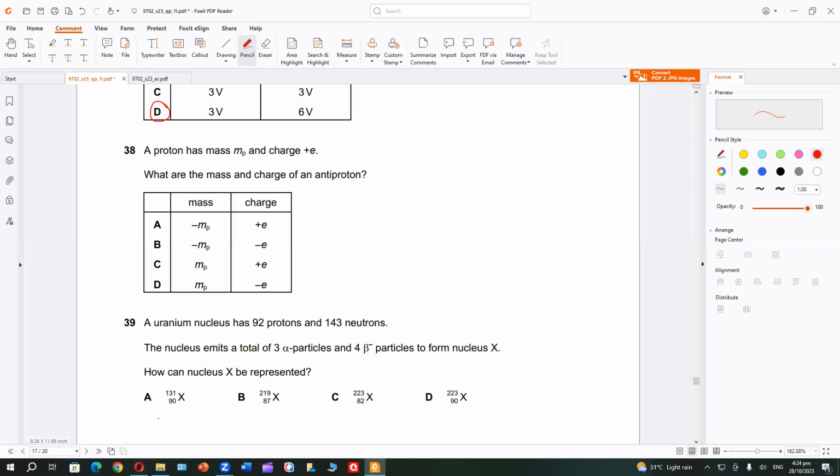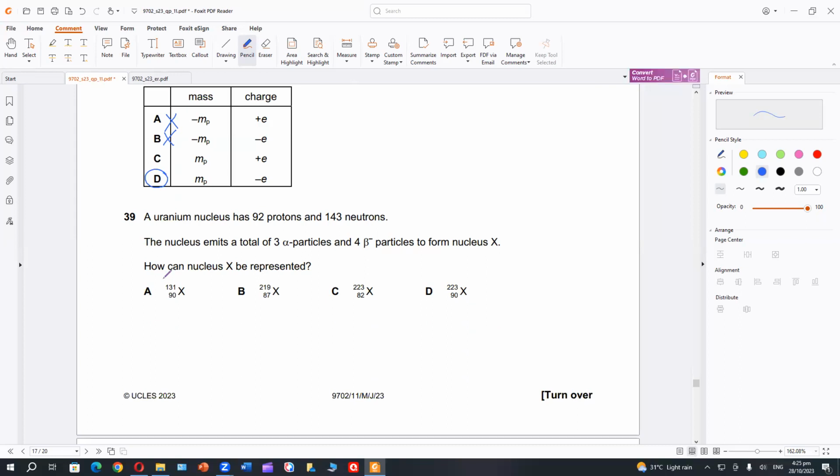A proton has mass MP and charge plus E. What are the mass and charge of an antiproton? Antiproton means the mass will be negative, or will the mass still remain positive? Mass will remain positive, just the charge will become negative. Yes, so it means these two options are wrong. Charge of a proton is plus E, so it will be minus E. Anti means opposite.